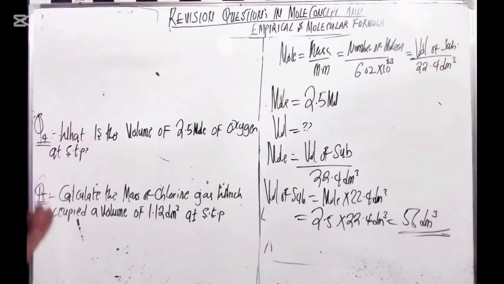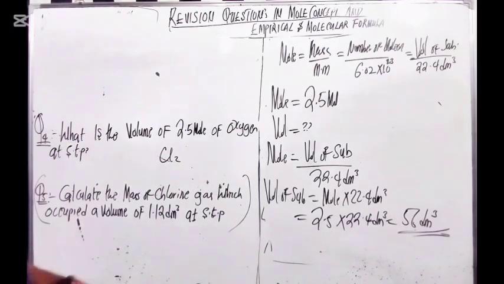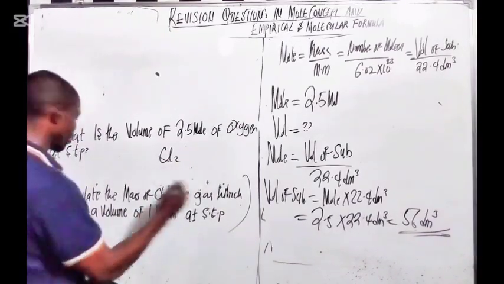So I will leave this one for you. Calculate the mass of chlorine gas, Cl2, which occupies a volume of this at STP. So go ahead and do this one for me.